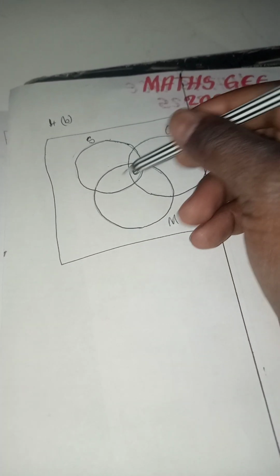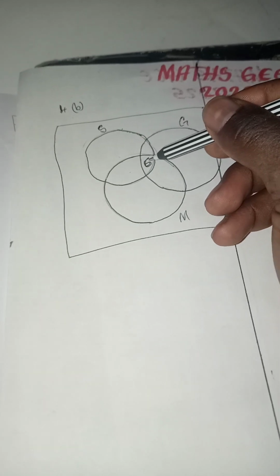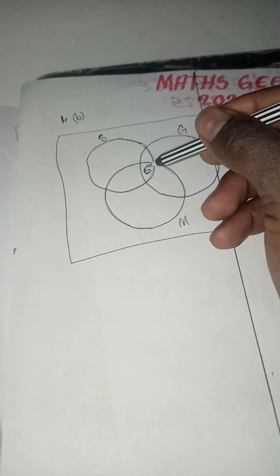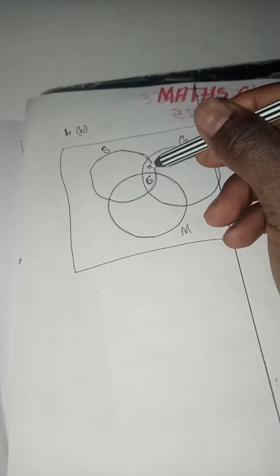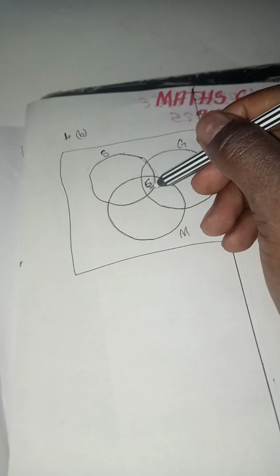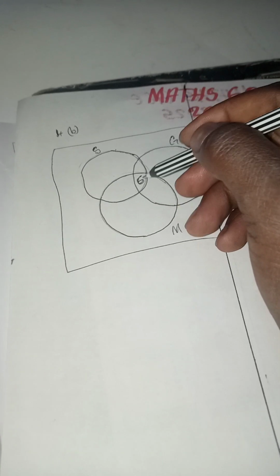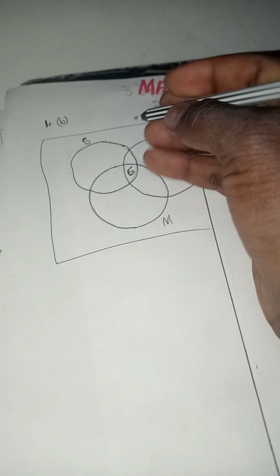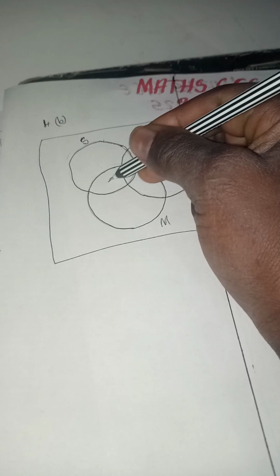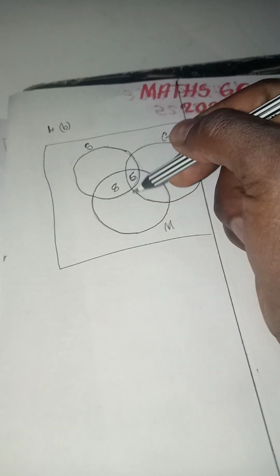Having been given this information, we know that 6 are doing all the 3 crops. Now, since we have been given 14, we are going to subtract 6 from 14. It's going to give us 8. So 8. Again, we go to the second one.